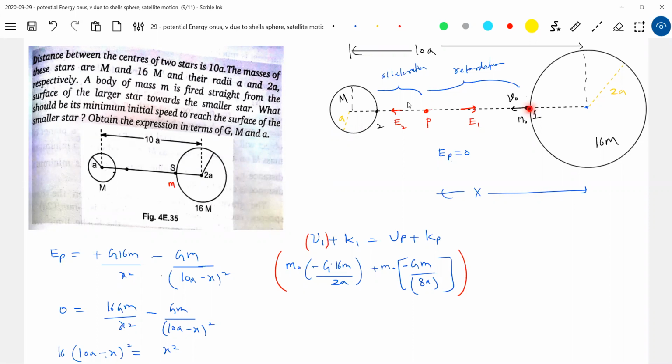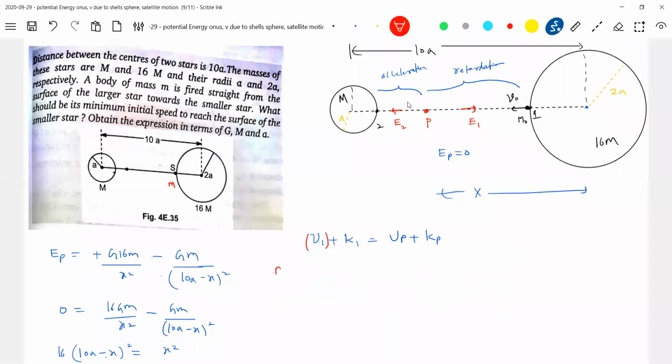So potential, the point 1 lies on the surface. What is the potential on the surface? So GM by a, here 16m mass, minus G 16m by 2a. Potential at point 1: the point 1 will lie outside the smaller star, at a distance 8a. So we'll put it here. Let's make it very systematic. I'll write it like this, and it is projected with a kinetic energy V0 square by 2, Vp and 0. That V0 is minimum.